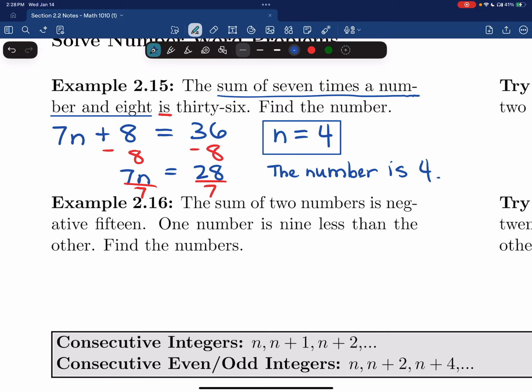Great. Let's look at example 2.16. The sum of two numbers is negative 15. One number is 9 less than the other. Find the numbers.